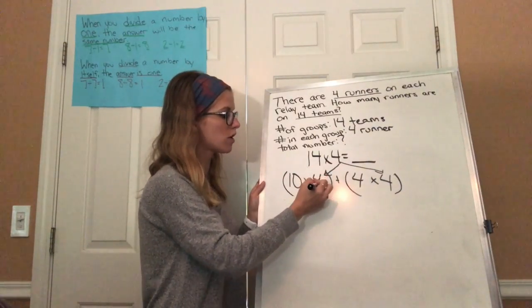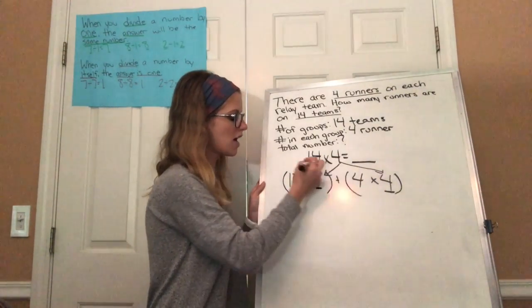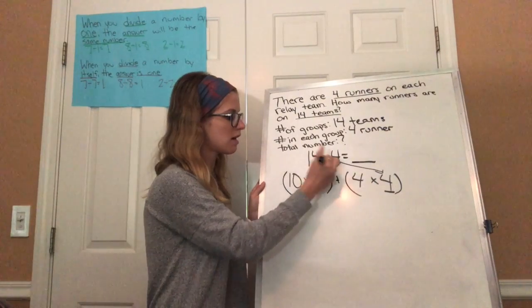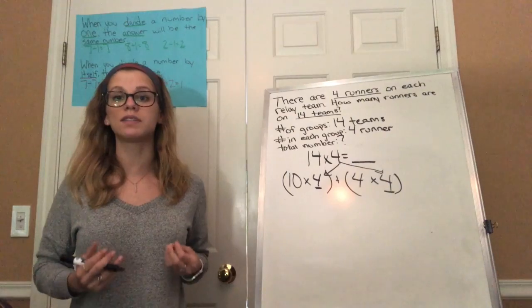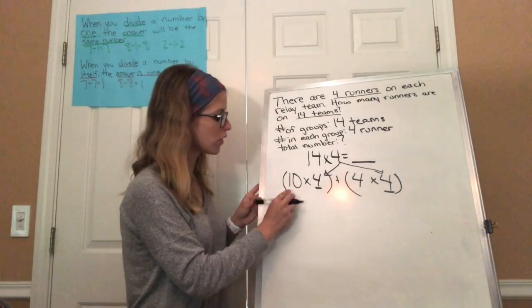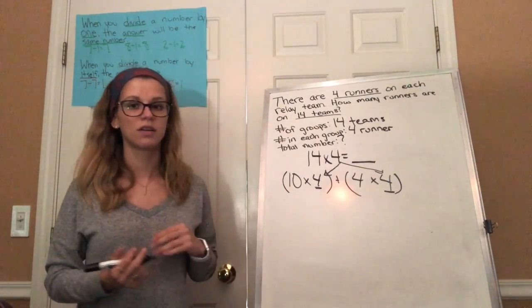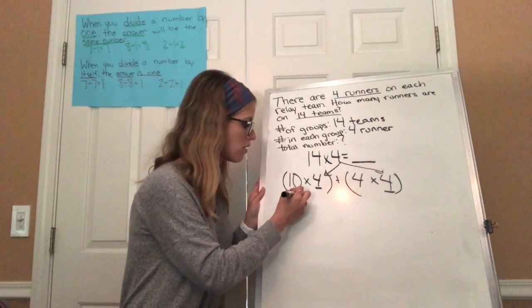So I kept 4 the same, and I broke up 14 into 10 and 4. I can add 10 and 4 to equal 14. And that's still going to have the same answer. So what I need to do first is 10 times 4. And I know 10 times 4 is 40.